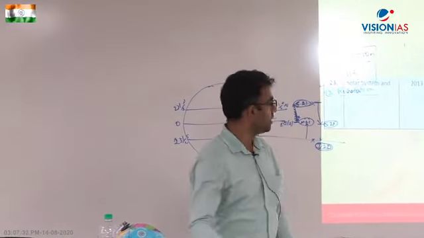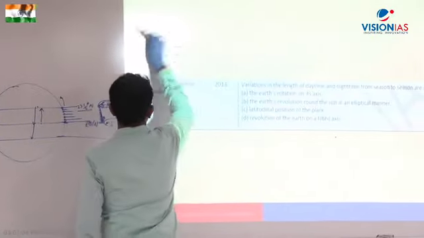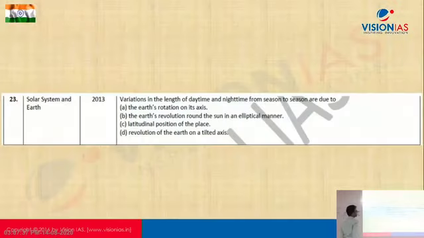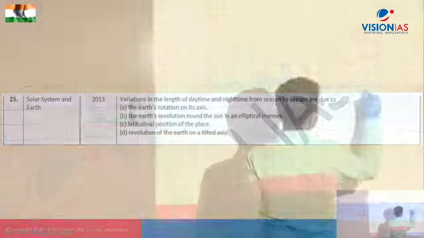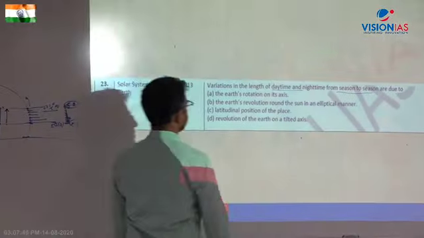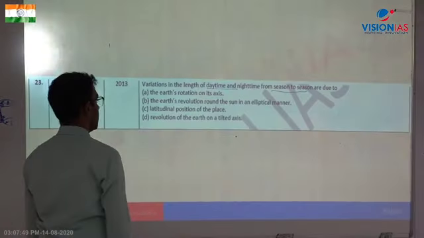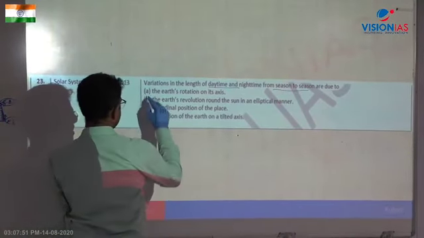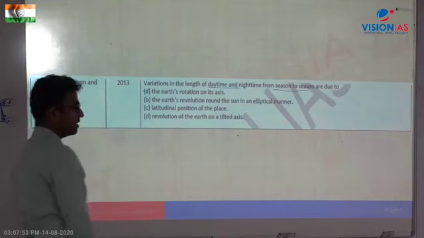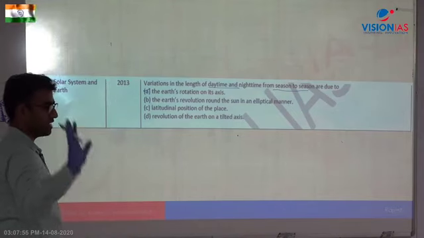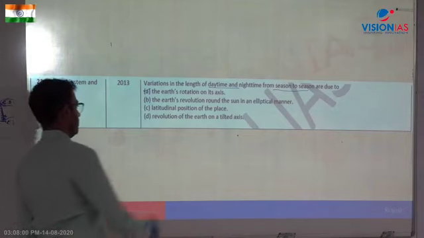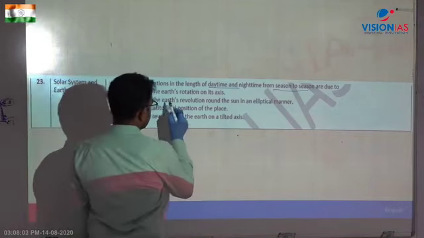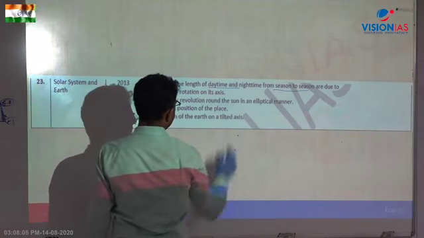Okay, you can clear the rest of the things. So now let me just show you some of the previous questions which were asked from this section. In 2013 there was this prelims question. The variation in the length of day and night time from season to season are due to what? Is it because of the earth's rotation on its axis? If the earth is just rotating on its axis, can we guarantee the variation in the length of day and night? No. The earth's revolution around the sun in an elliptical manner.